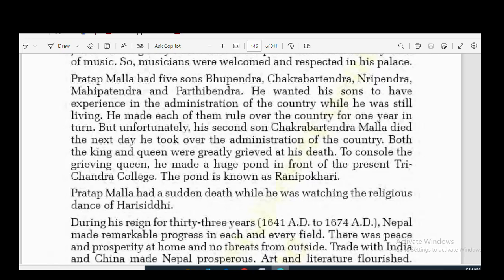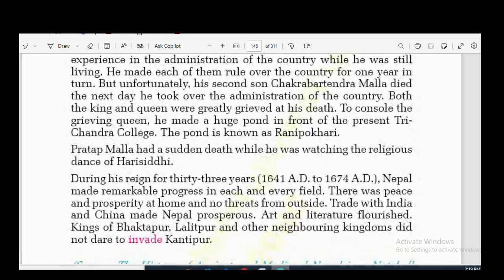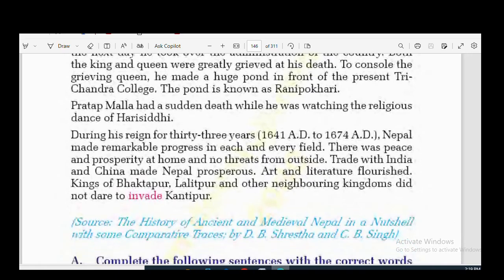To console the grieving queen, he made a huge pond in front of the present Trichandra College. The pond is known as Rani Pokhari, and that is still in existence. Pratap Malla had a sudden death while he was watching the religious dance of Harisiddhi. While watching the Harisiddhi dance, he suddenly died of an unknown reason, a mysterious death.